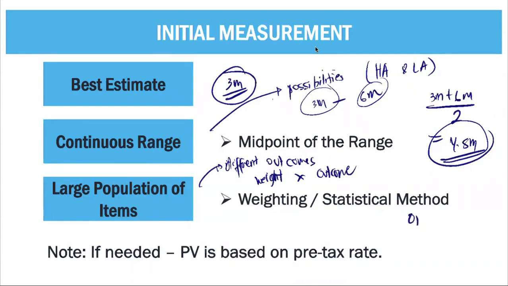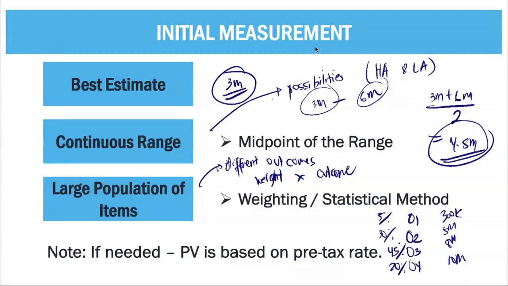For example, let's say outcome 1 is 300,000. Outcome 2 is 5 million. Outcome 3 is 8 million. Outcome 4 is 10 million. And then we get the probability of that particular outcome. Let's say outcome 1, the probability is 5%. Outcome 2, the probability is 30%. Outcome 3, the probability is 45%. And outcome 4, the probability is 20%.